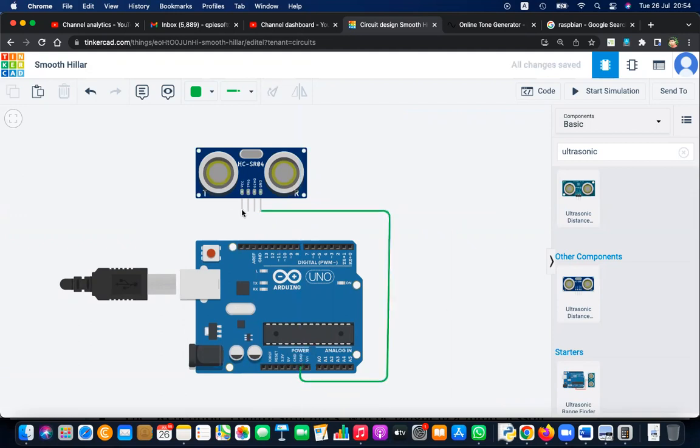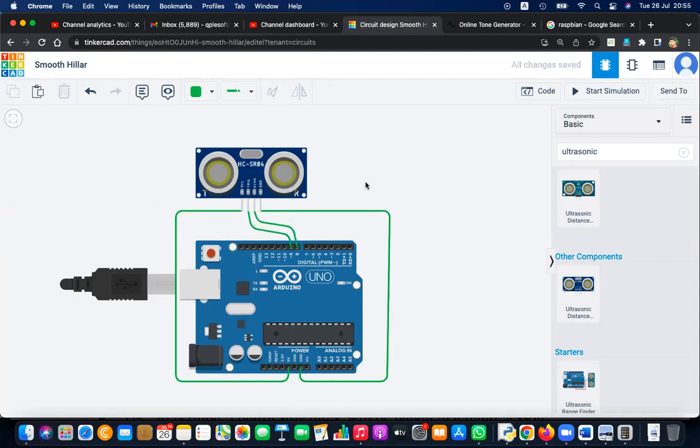Grounded. Then VCC, I have to provide 5 volts. I'm using this VCC 5 volt pin to connect that. Now the power is given. The trigger pin, I'm going to connect that to pin number 9. The echo pin, I'm going to connect that to pin number 8.